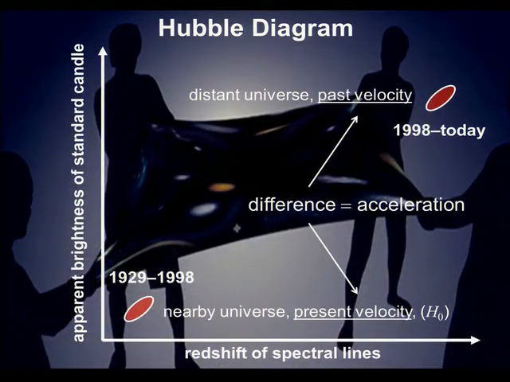Okay, so in 1929, Hubble discovered the nearby velocity, the Hubble constant. And another way of doing this is instead of velocity as a function of distance, what astronomers do is plot the apparent brightness of some standard candle, related to the luminosity distance, as a function of the redshift of the spectral lines.